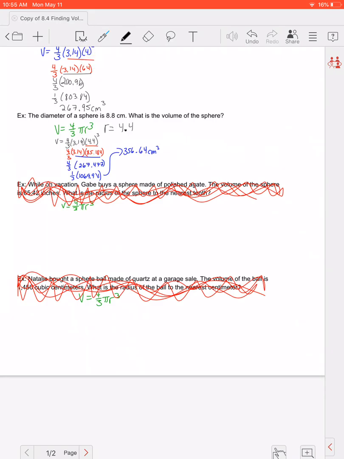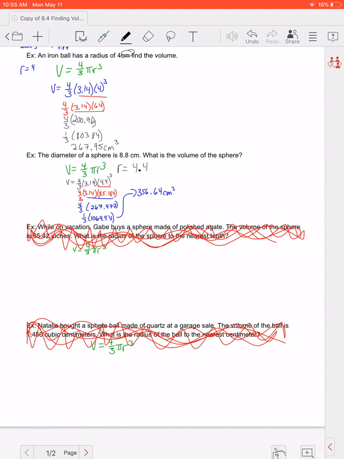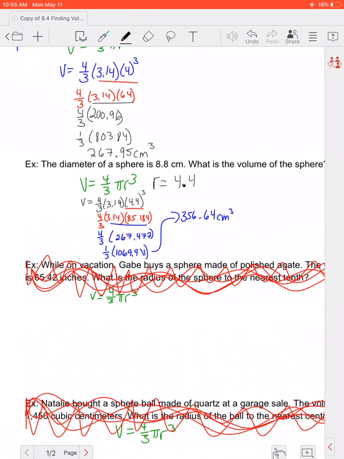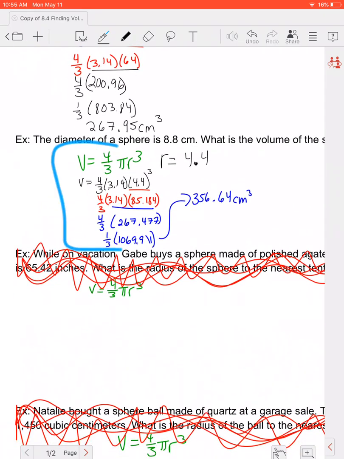But what I do want to talk about is if they ask you for a hemisphere or half of a sphere, how would you figure that answer out? And all I would do is I would do the same formula, and then whatever my answer would be, I would just divide it by 2. So the hemisphere for 356.64, we're just going to divide that number by 2. So that would be 178.32 for a hemisphere, okay?